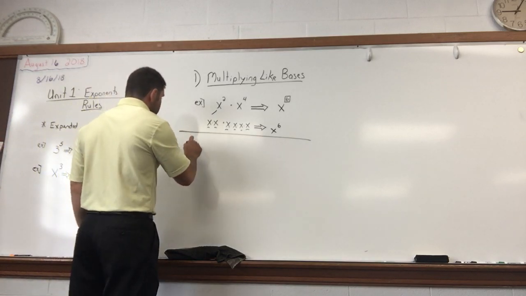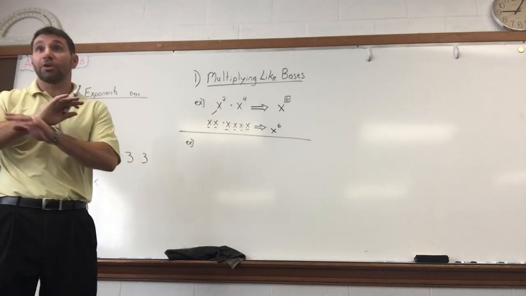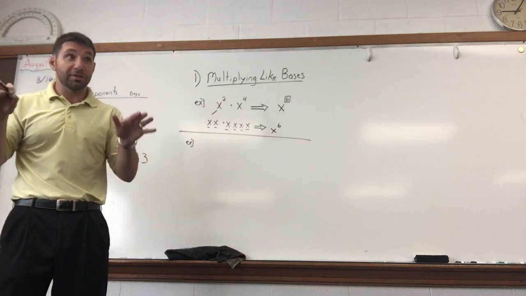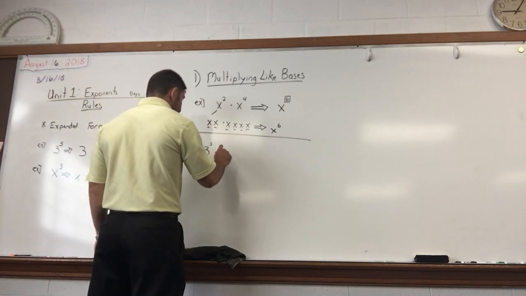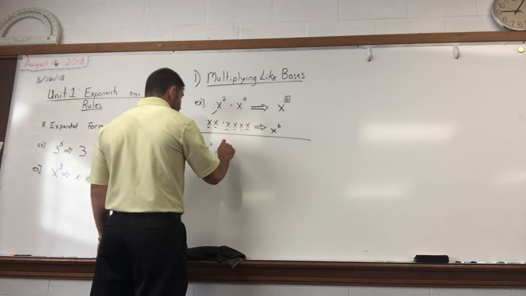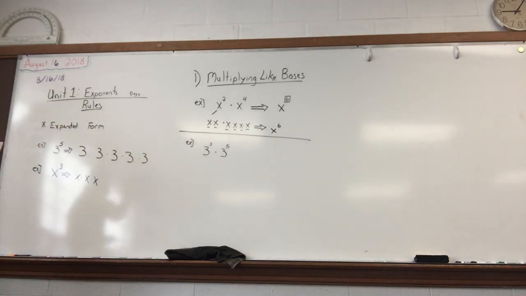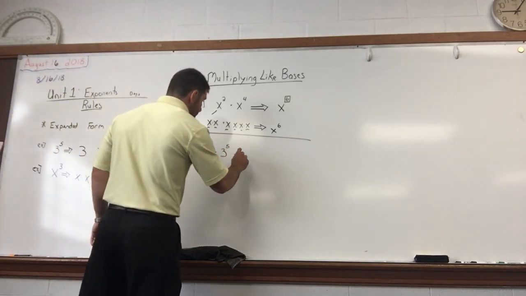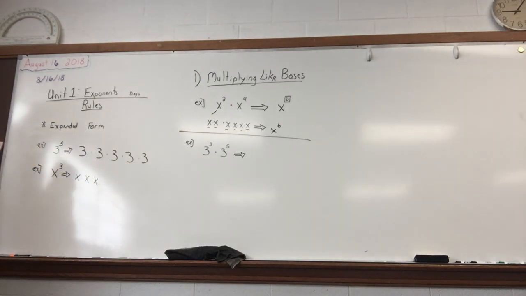Let's do another one. All I want you to do is put it into exponent form. We're not simplifying yet. Does everybody understand that? No simplifying, just exponent form. 3 to the third times 3 to the fifth. I'm going to give you 30 seconds before I start to work it. Try it on your own. See if you can come up with what the exponent form is going to be when I multiply like bases. The hint is change it to expanded. Change it to expanded form first.